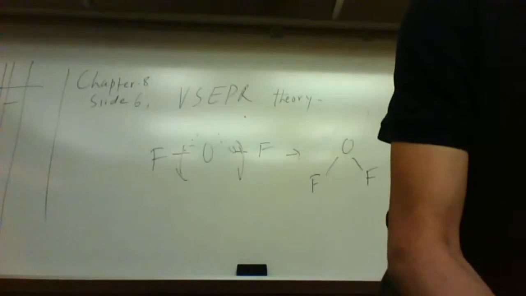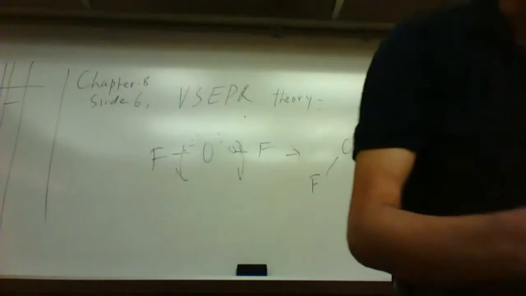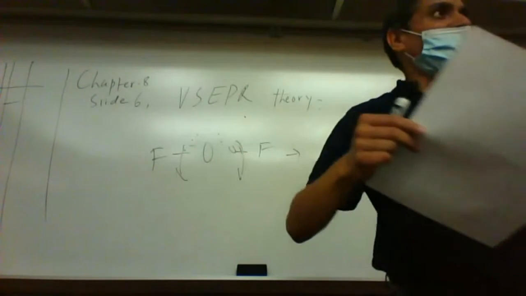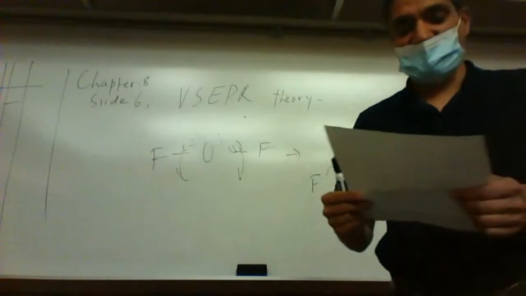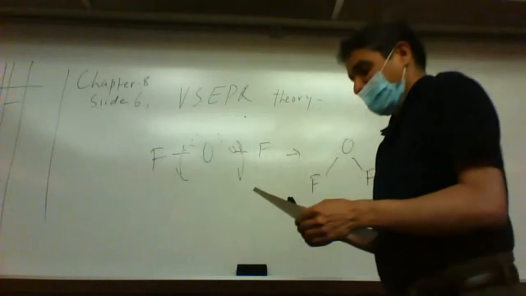Now that's OF2. I already wrote it there. Electron pair geometry is tetrahedral because there are 4 pairs of electrons. They are orienting in 4 directions. So that's tetrahedral, and molecular geometry is bent.